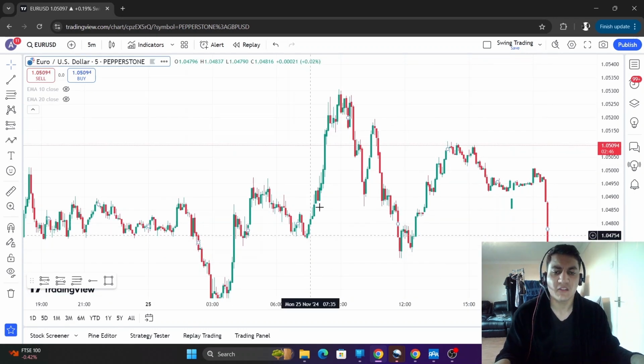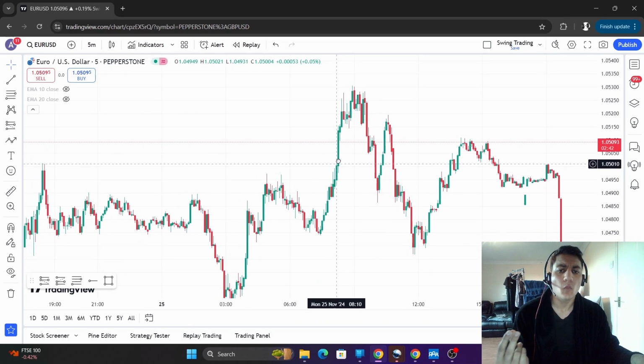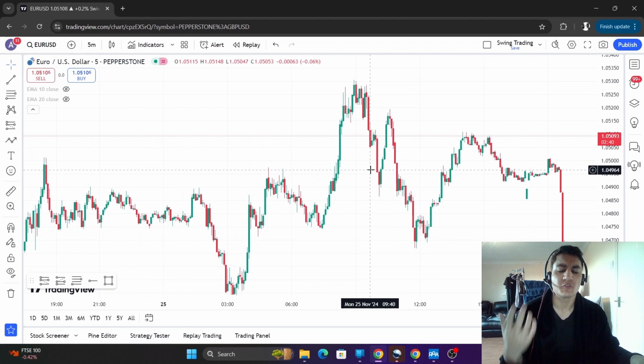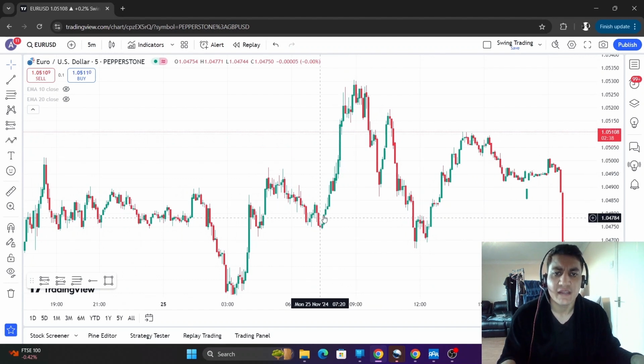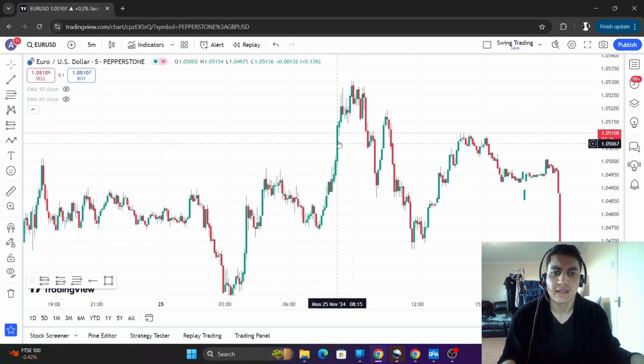Now, this move right here is a fake move. Why is it a fake move? Because we did all the work on the higher time frames, right? We know we're bearish. We know the direction of the market. This right here is a fake move, right? We're not looking to buy this fair value gap here.